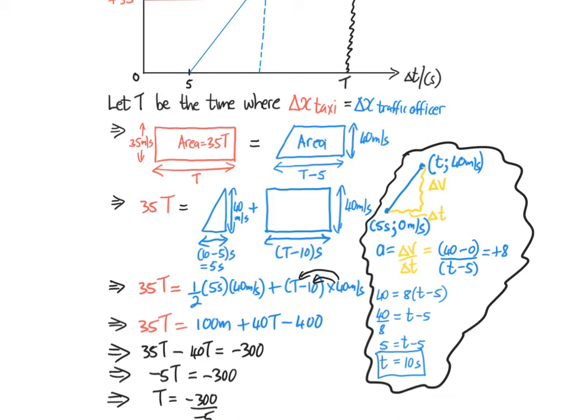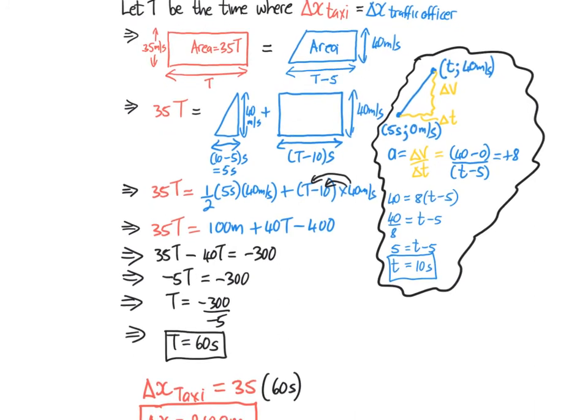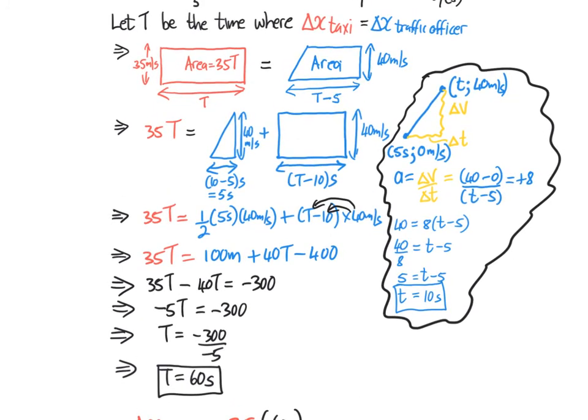We now work with the linear equation for t. So we've got 35t equals 100 plus 40t minus 400. 100 minus 400 is minus 300. We take the 40t to the left-hand side to collect the t terms together. 35t minus 40t is minus 5t. Divide by minus 5 on both sides, and we get t equals 60 seconds.